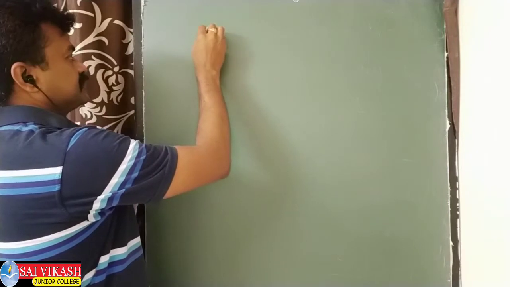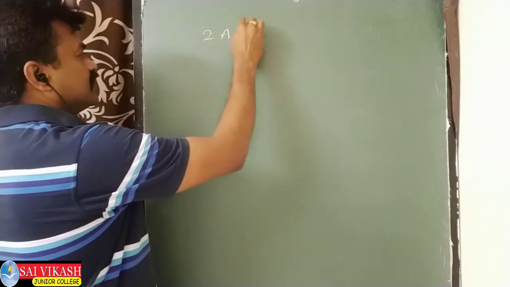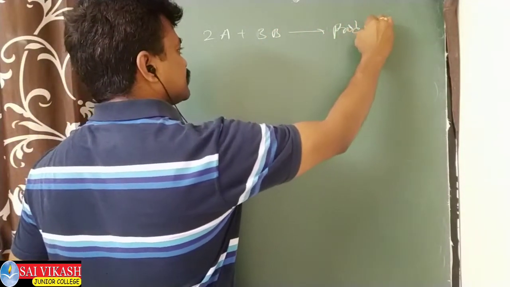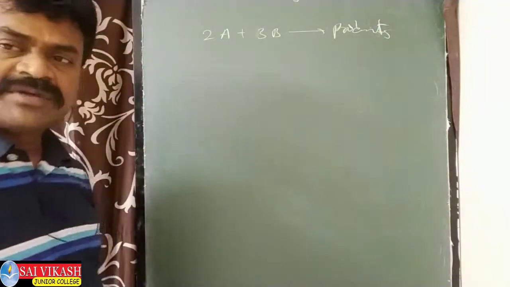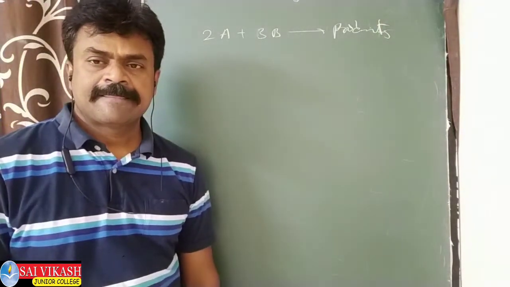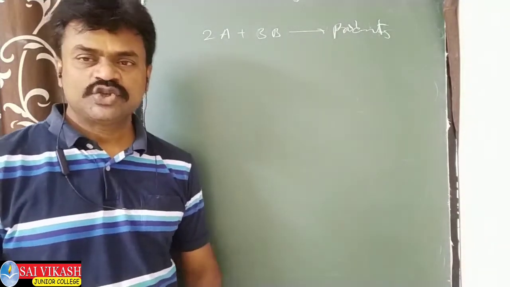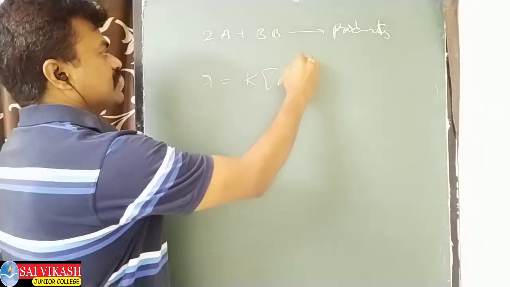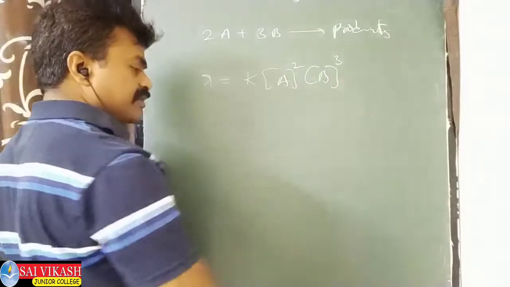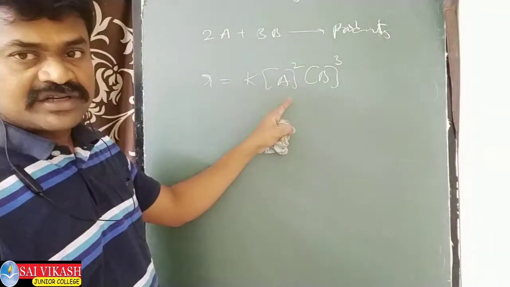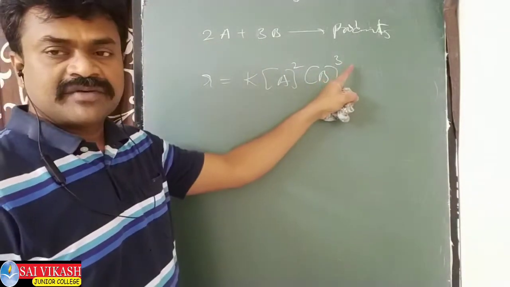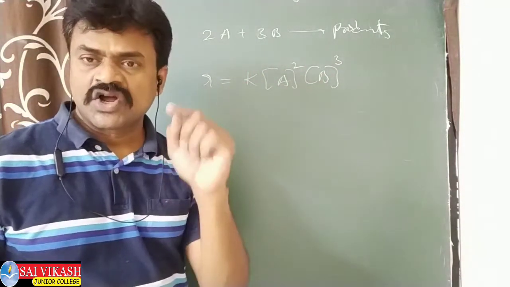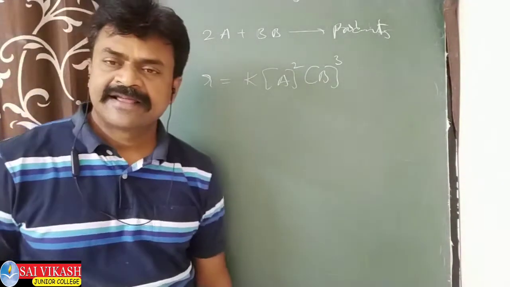See, I am writing 2A plus 3B gives products. So the rate equation, how to write? You can expect that the rate equation R equals K into concentration of A square into concentration of B cube, because this power will turn into B power cube. So now the order is 2 plus 3, 5 will come. Then it is the wrong answer.